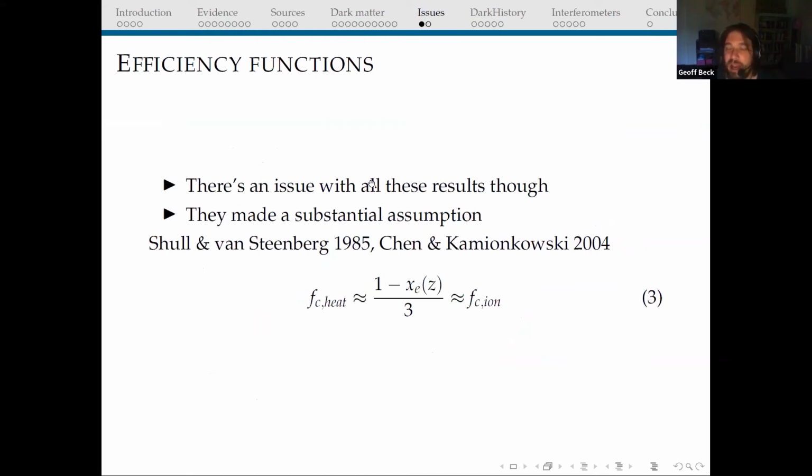And perhaps the disturbing thing is that all of these results hinge upon a very, very simple function. The fraction going into heat and into ionization, when the universe is mostly neutral, is a third. As simple as that. A third of the dark matter energy is going into heating, a third into ionization, and a third into excitation. You might be suspicious of that partitioning, and you should be. But this was even supported by some initial Monte Carlo studies. However, there were issues with the way those were done.